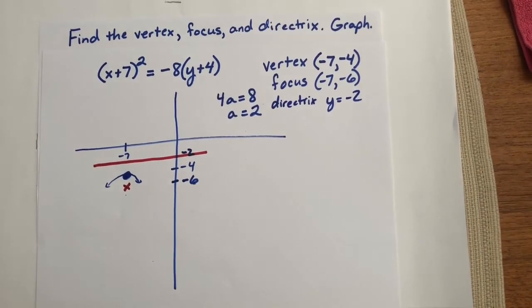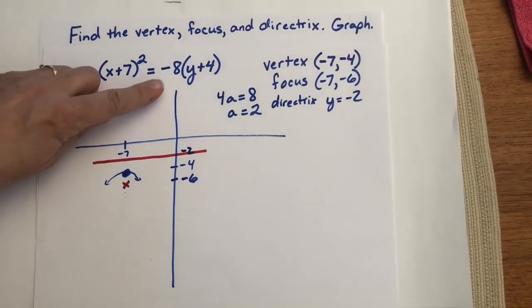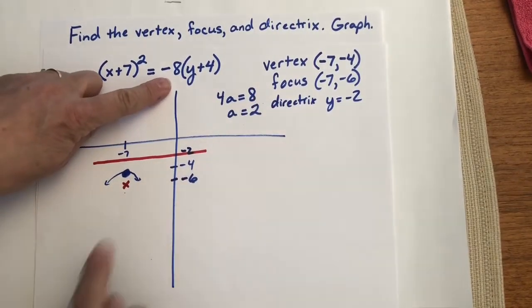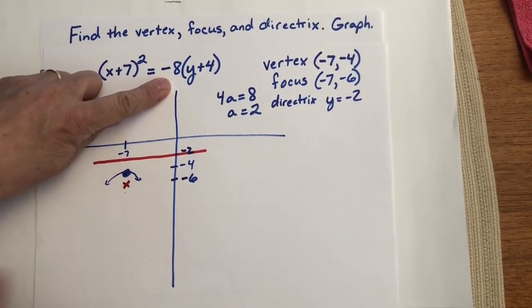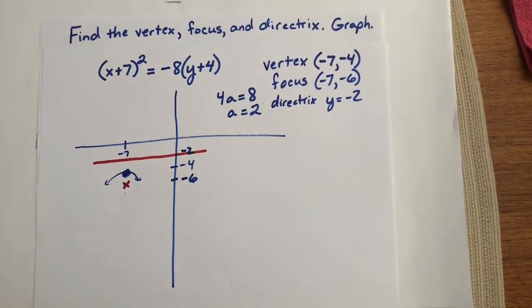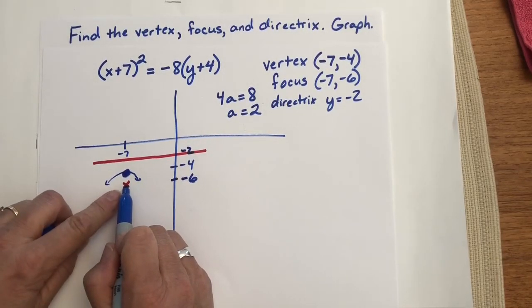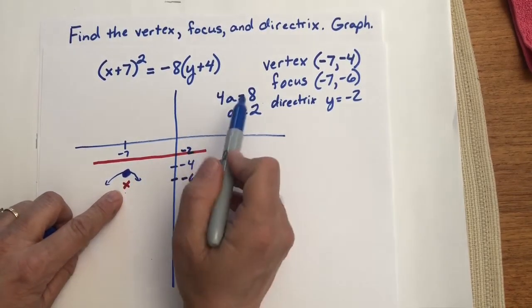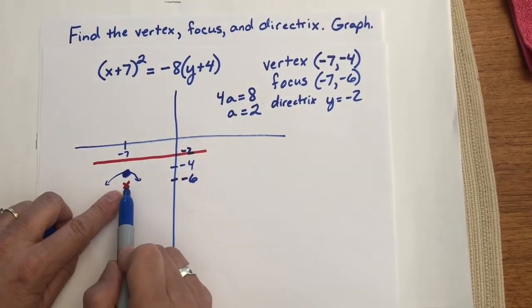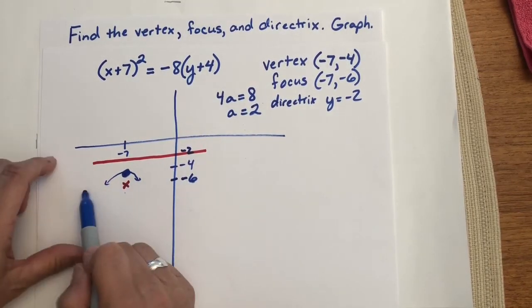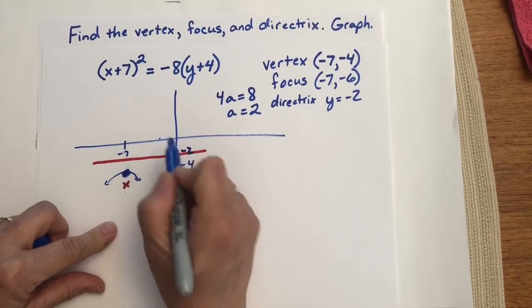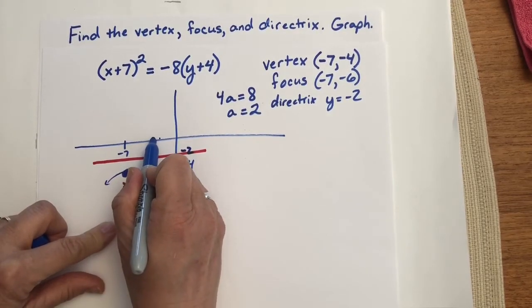Now, in order to have a decent graph, I'm going to use this 4a equals 8 to tell me how far to go in each direction for this parabola. So across the parabola through the focus, it's going to be 8 units. So I move 4 in this direction and 4 in this direction. So let's see, if I'm here and I move 4, where does it put me?